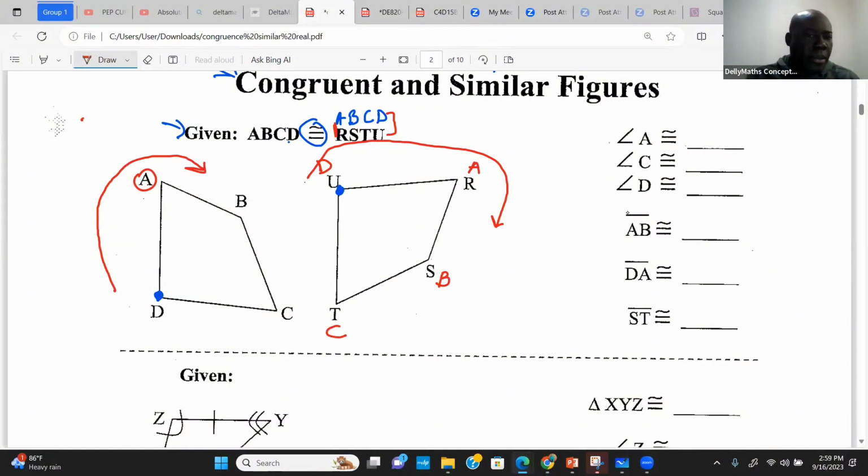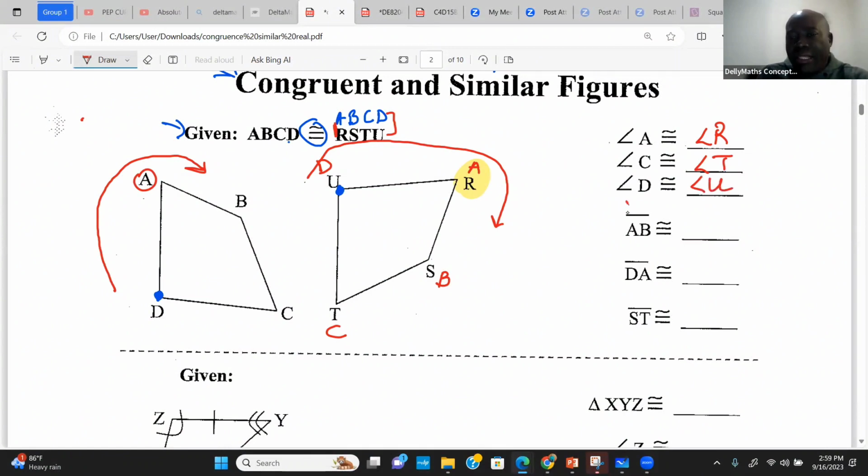So we are able to copy the moment we identify one vertex and its corresponding vertex from the other shape. We could go in one direction and copy the other vertices onto it so that we can respond to questions like these. For example, angle A, I could just come back to my thing here. Angle A is congruent to angle R. Angle C is congruent to the measure of angle T. Angle D is congruent to the measure of angle U.